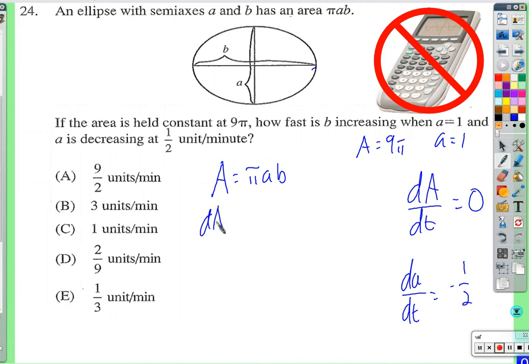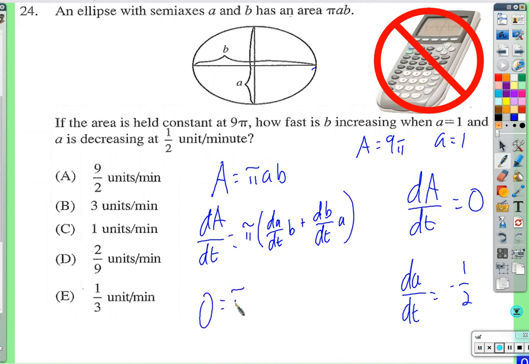So we got dA dt, which we know is 0, that'll be useful, equals pi times da dt times b plus dB dt times a. So let's see, let's fill in things that we know. dA dt is 0. That's pi. The little a dt is -1/2. How about B? Do we know what B is? 9.